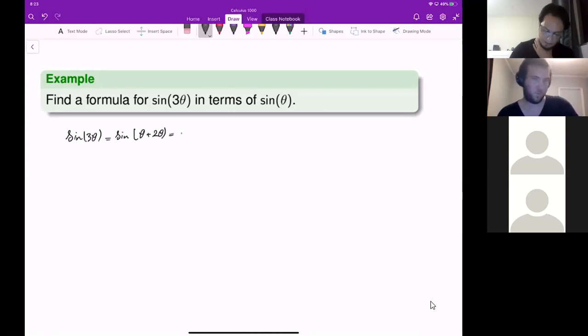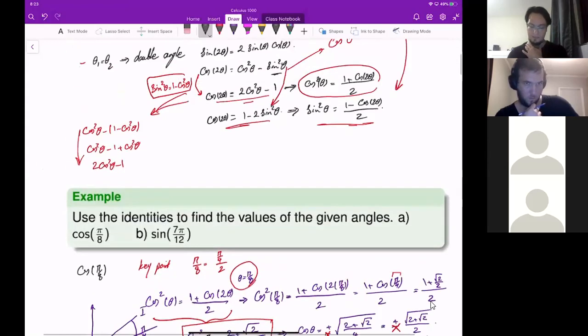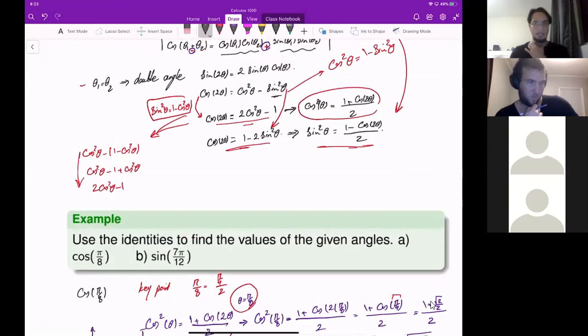And this way we have sine of the first one, this is the sum formula, cosine of 2 theta plus sine of 2 theta cosine of theta. And well, cosine of 2 theta, we have a formula for that. Well, there are 3 formulas. Which one do you want me to use? You can use either, but here, let's write this one.